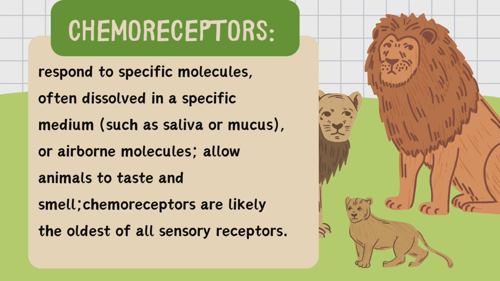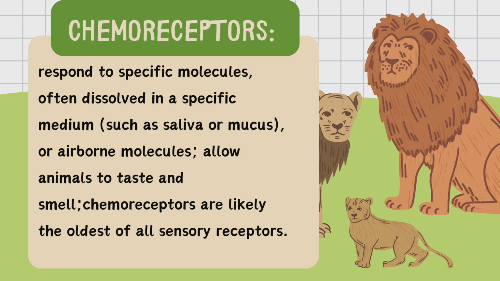Chemoreceptors respond to specific molecules, often dissolved in a specific medium such as saliva or mucus, or airborne molecules. It allows animals to taste and smell. Chemoreceptors are likely the oldest of all sensory receptors. So, this means that chemoreceptors are the sensors responsible for detecting chemicals around us. They help us taste and smell.